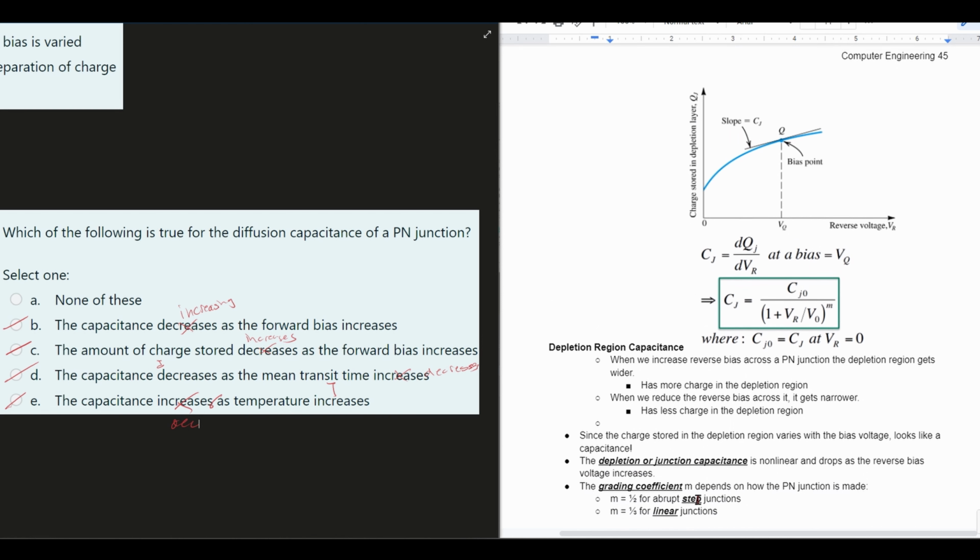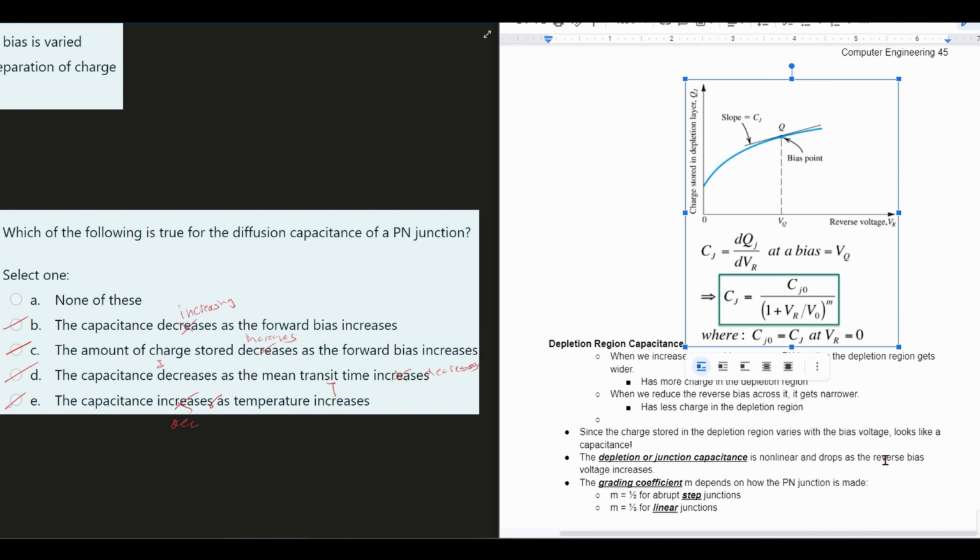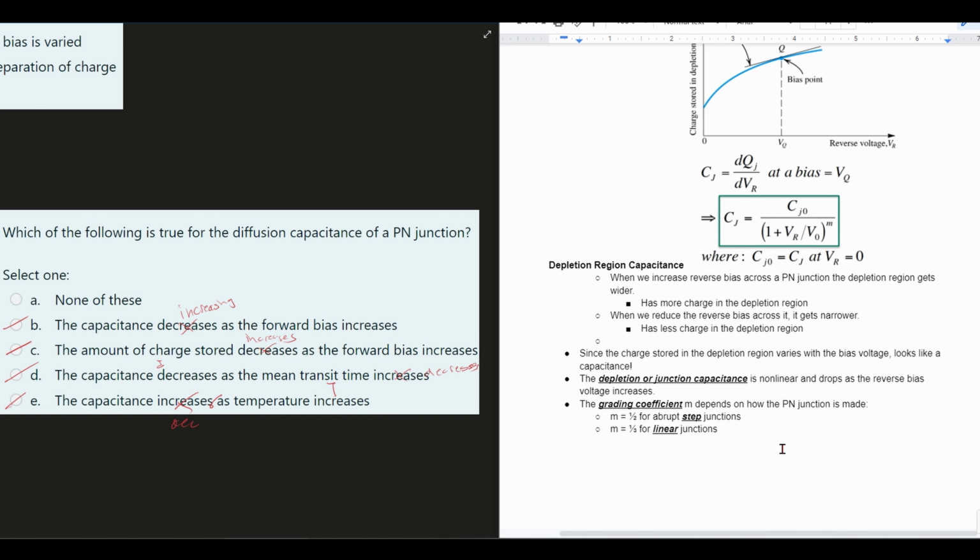We also have depletion capacitance, and that's this right here. It's very similar, and it's dealing with charge and reverse voltage. When we increase the reverse bias across a p-n junction, the depletion region gets wider. So increasing our reverse bias, this is for reverse, again, not forward bias, there's a difference. Increasing our reverse bias means our depletion region is going to get larger, wider. When we reduce the reverse bias, it's going to get narrower, so it has less charge in the depletion region. Since the charge stored in the depletion region varies with the bias voltage, it's going to look like a capacitance.